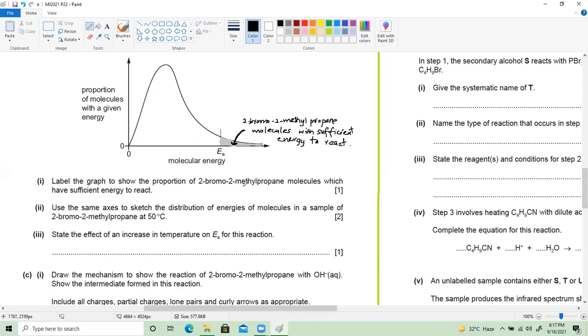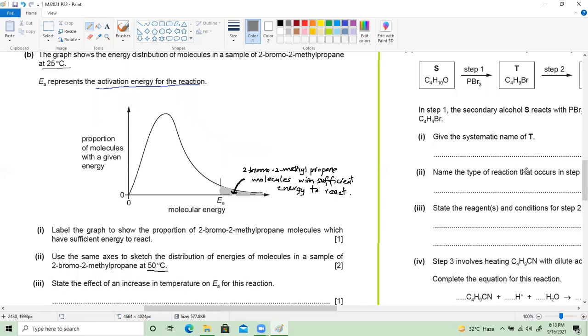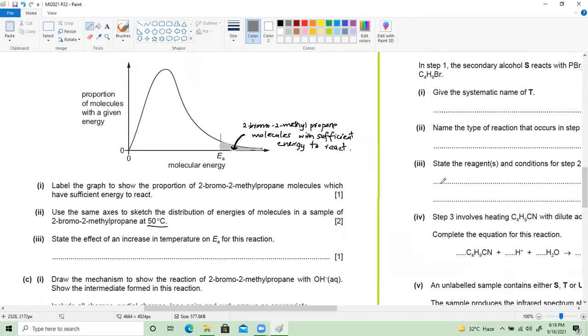Okay, part 2 of the question is: use the same axis to sketch the distribution of energies of molecules in a sample of 2-bromo-2-methyl propane at 50 degrees Celsius. Now, I guess you remember that this one has been made at 25 degrees Celsius. So when the temperature increases, the rate of the reaction increases, and the number of molecules with higher energy also increases, moving to the right side, and the peak becomes lower. So the peak should be a little lower and towards its right hand side, and the shaded area should increase as well. Okay?